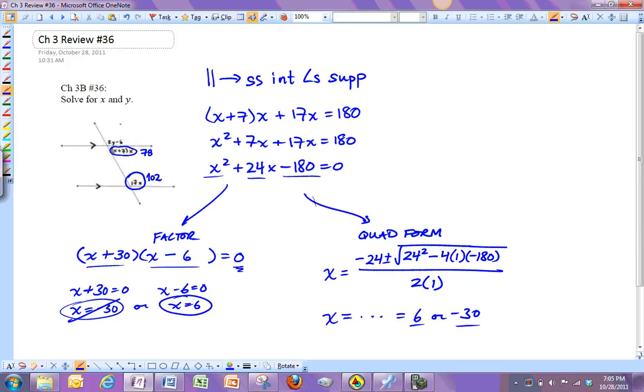Now we've got to figure out what the y is. And if you notice the 78 right below it, 78 plus 2y minus 6 should end up being 180, because these two angles together form a straight angle. So if I work this out, I'm going to get 72 plus 2y equals 180. And if I subtract the 72, I'm going to get 108. And so y ends up being 54.